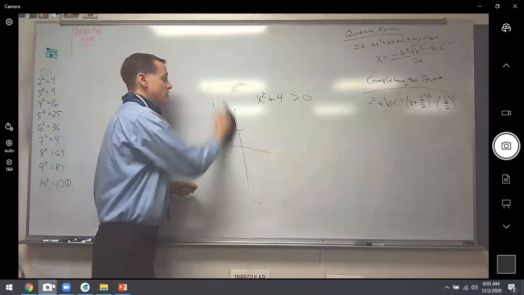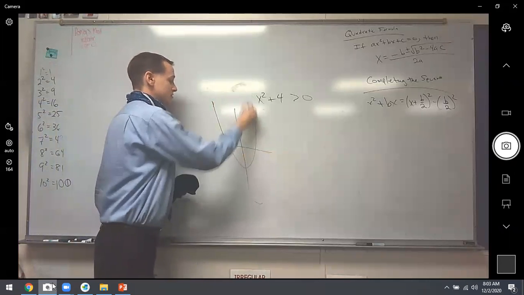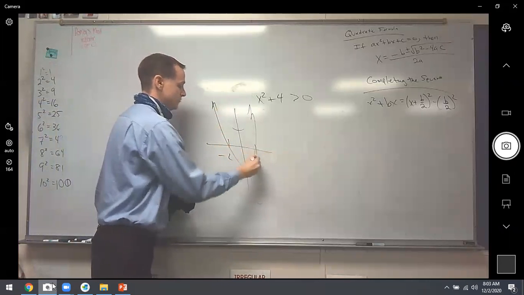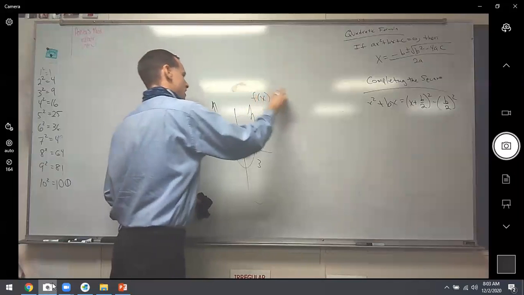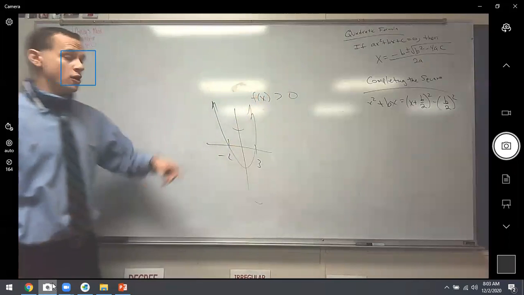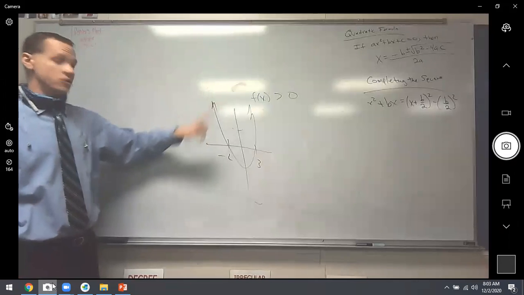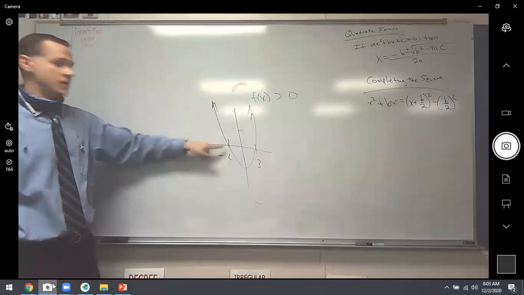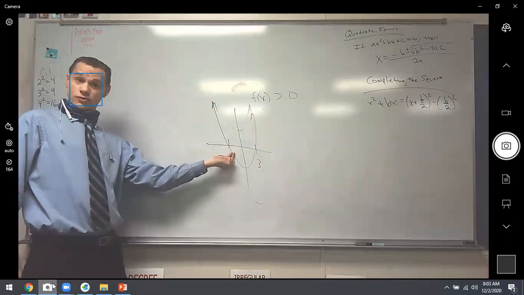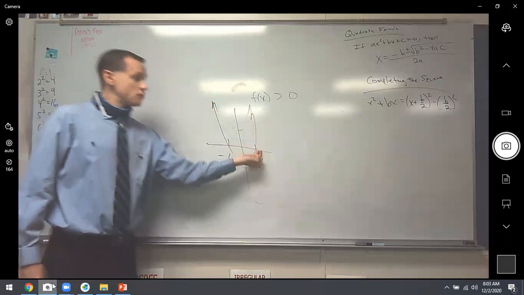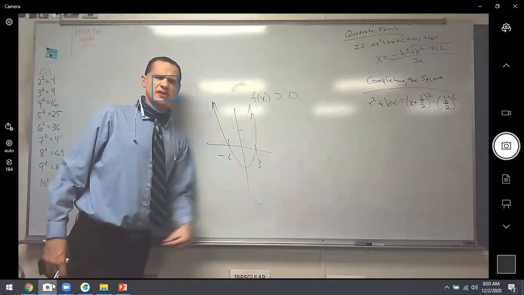If I gave you another graph, though, and it looks something like this, and this was -2 and this was 3, I don't know what this function is, but let's say I asked you when it was more than 0. What would your answer be? Well, it'd be everything over here, correct? And everything over there. Your answer would be negative infinity until -2, union 3 to infinity. Make sense on that?